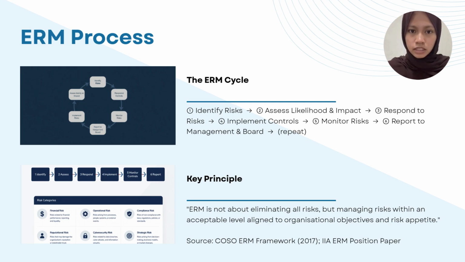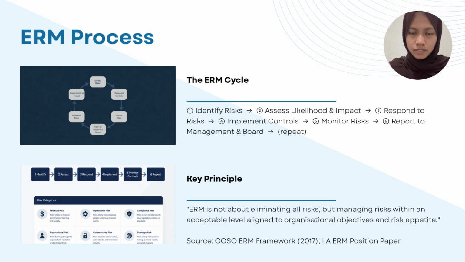Step 3 is respond to risk. Management decides how to deal with the risk. Response may include avoiding, reducing, transferring, or accepting the risk. Step 4 is implement the controls. Appropriate controls and procedures are introduced to minimize the likelihood or impact of risk.